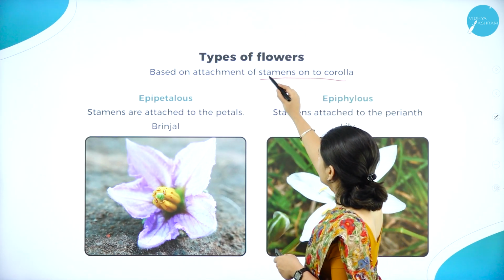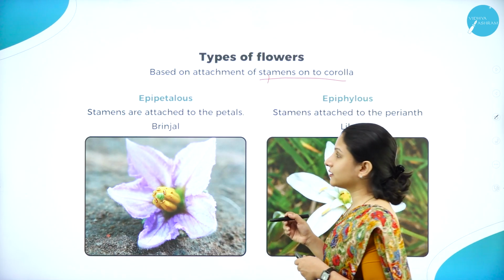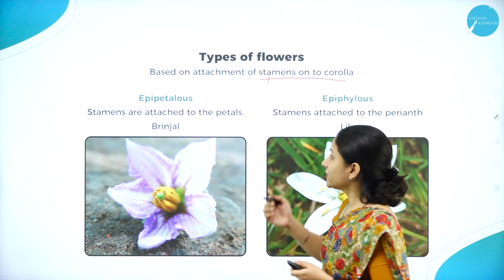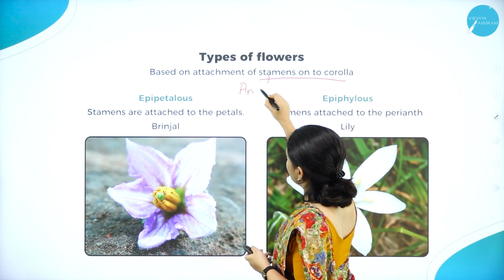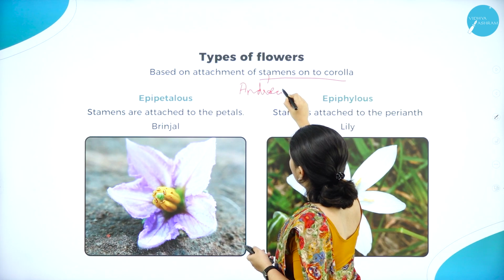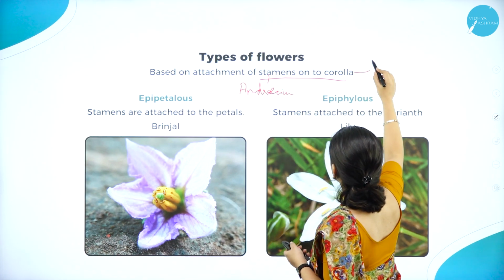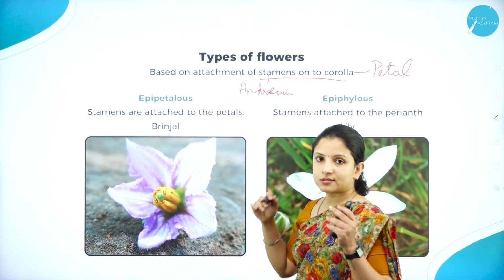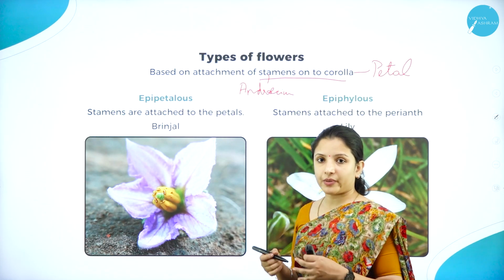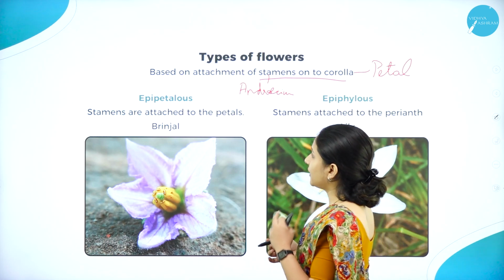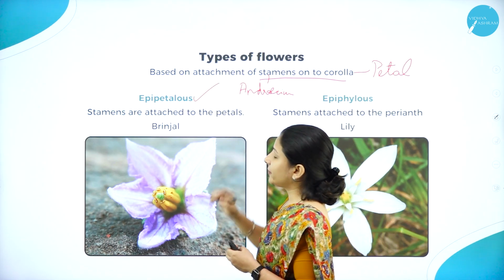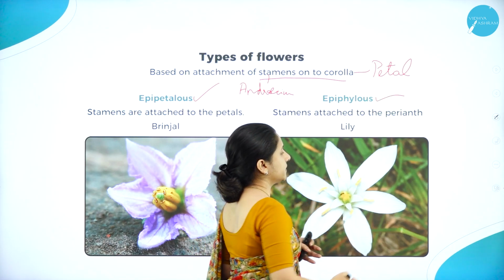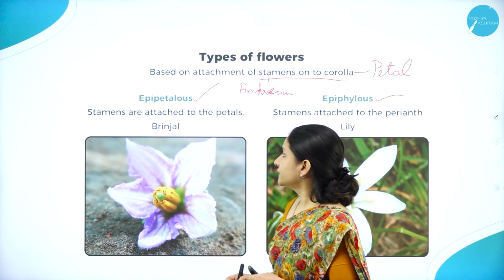So what is the stamen here? Stamen is nothing but the anther and the filament together, it forms the stamen, and it is called the androecium. So stamen is the androecium or the male reproductive part, and the corolla is nothing but the petal. So based on how the stamens are attached to the petal, the flowers are of 2 types, epipetalous flower and epiphyllous flower.